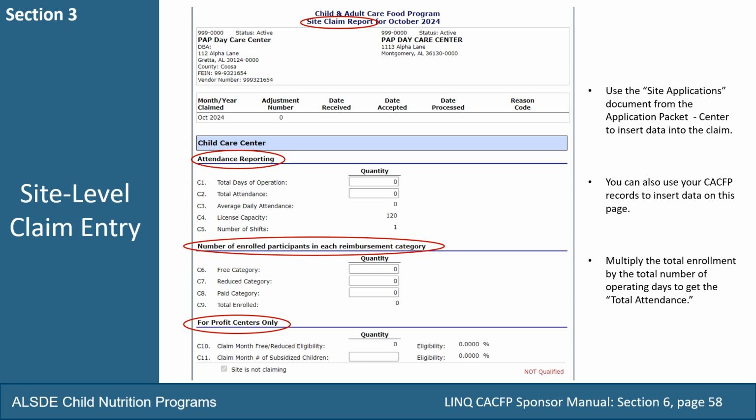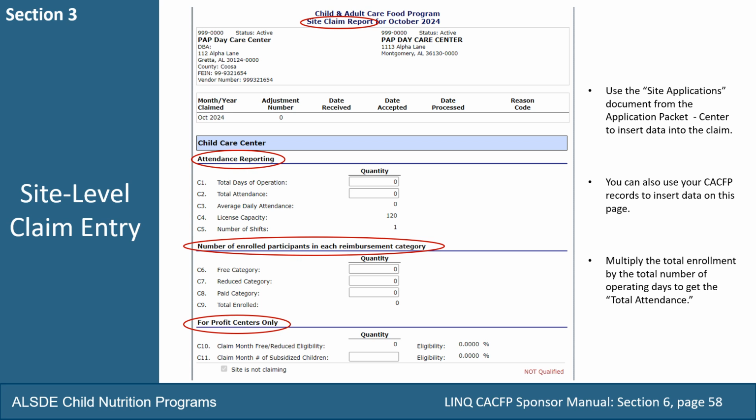If you want to use your monthly summary, just refer to the participation section for free, reduced, and paid. If you are using your site application, you can refer to the site information section in that application.